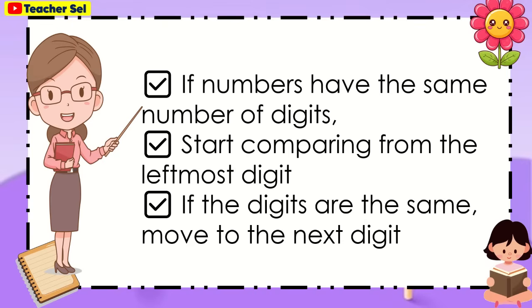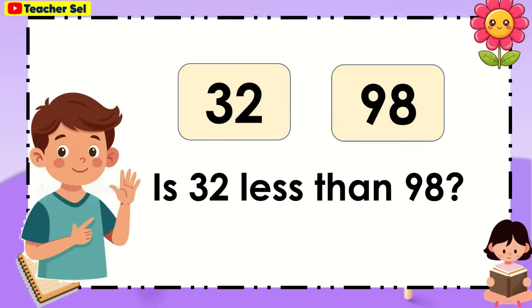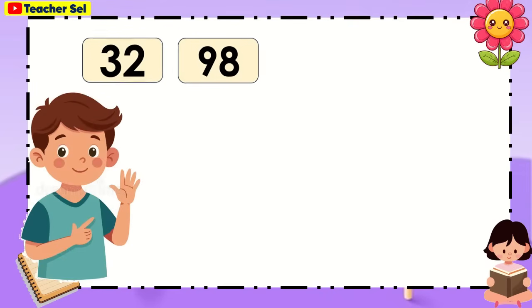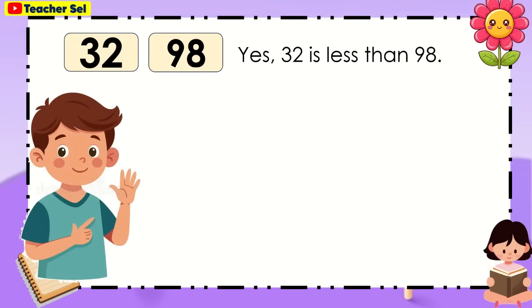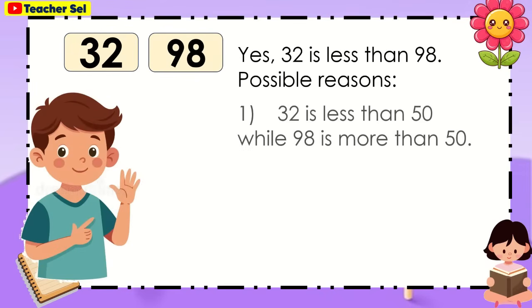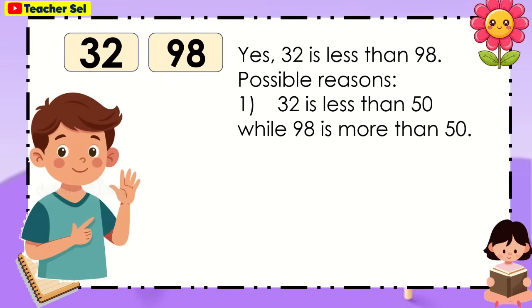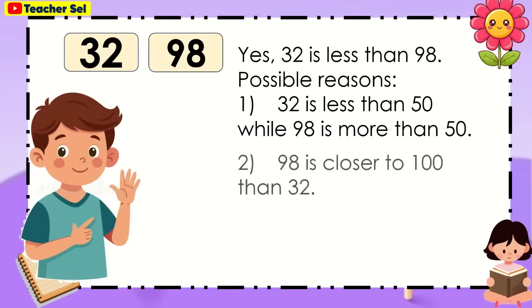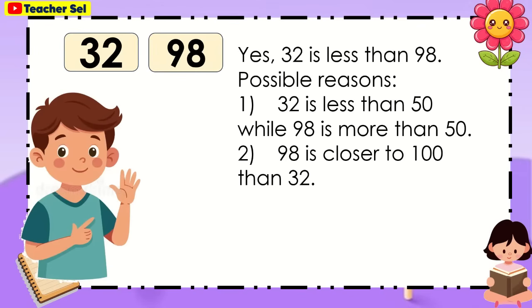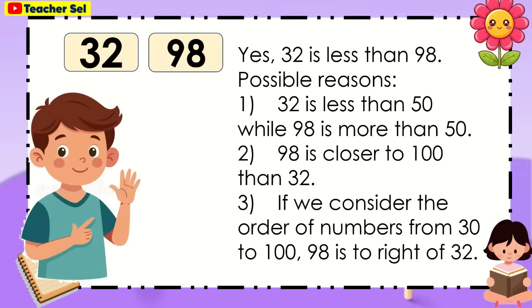If numbers have the same number of digits, start comparing from the leftmost digit. If the digits are the same, move to the next digit. For example, in 32 and 98, is 32 less than 98? Yes, 32 is less than 98. Possible reasons: 32 is less than 50, while 98 is more than 50. 98 is closer to 100 than 32. If we consider the order of numbers from 30 to 100, 98 is to the right of 32.